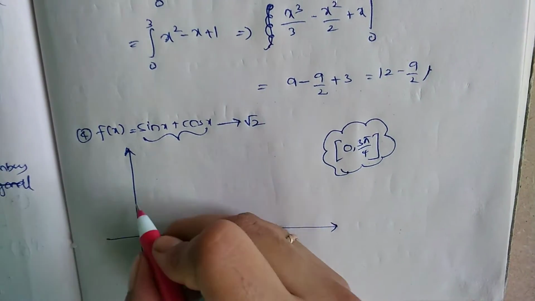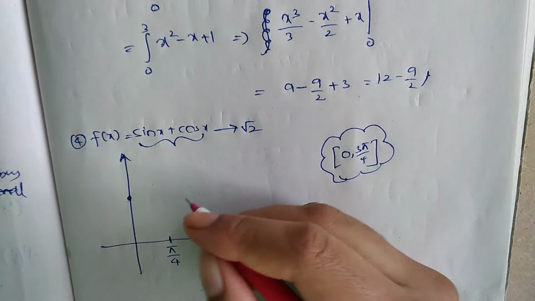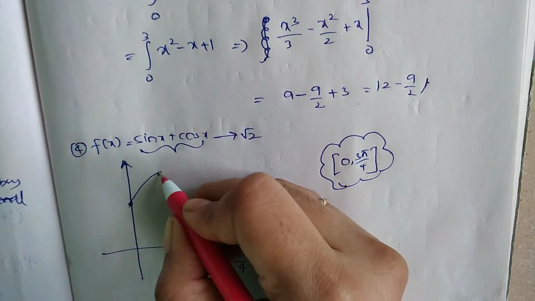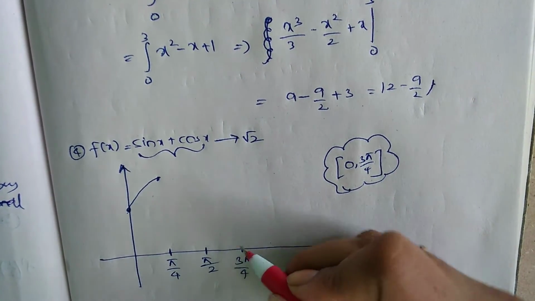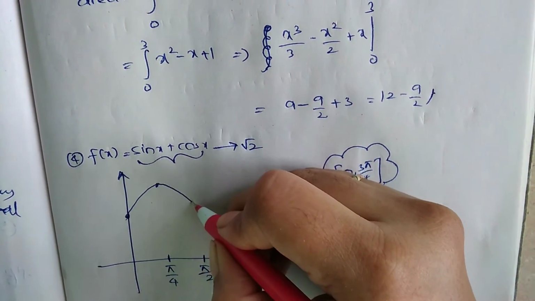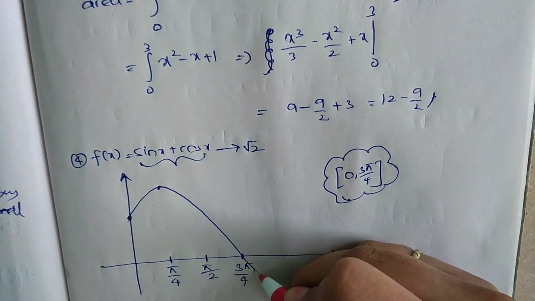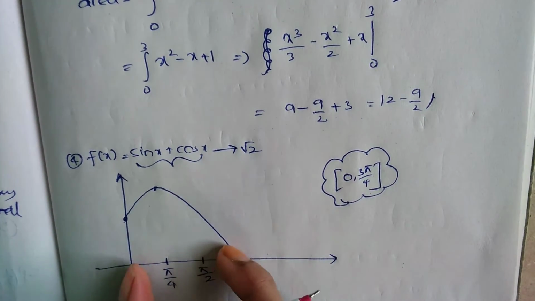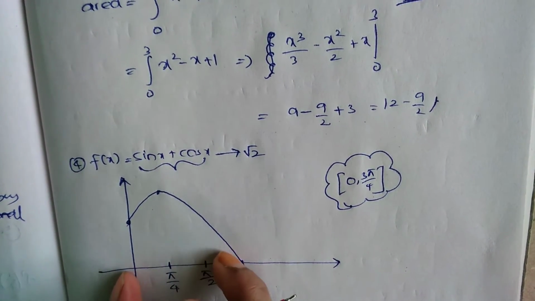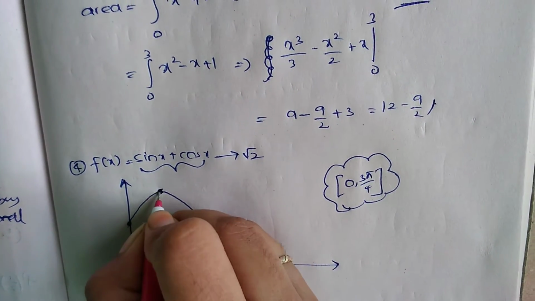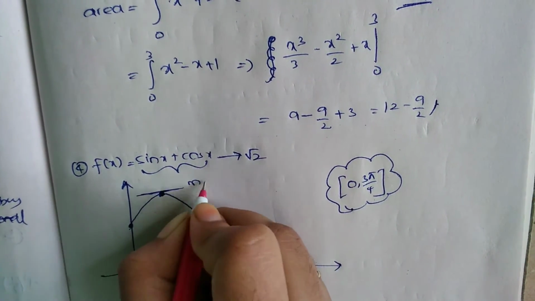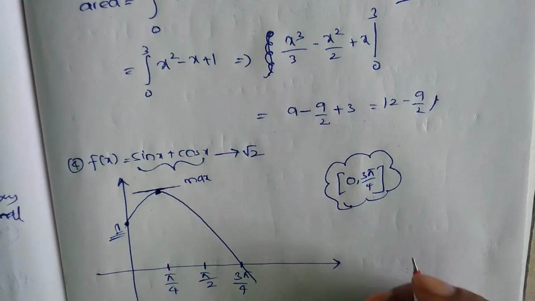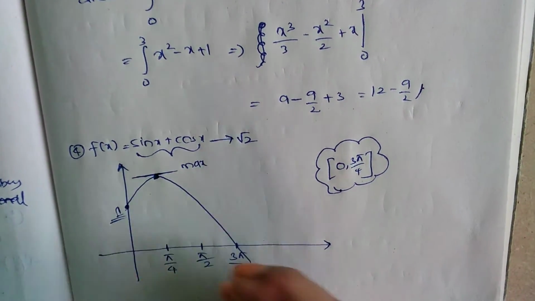So, how will the graph be? It should be maximum here. It will be minimum at 3 pi by 4. Agree? So, it should come like this. We don't need the graph after this. They are asking only this area. This area. So, how do you do it? This is maximum. This is one here. How do you find the area inside this?